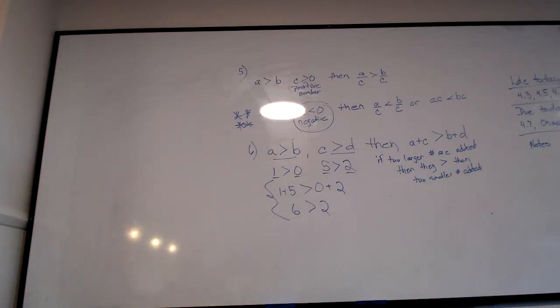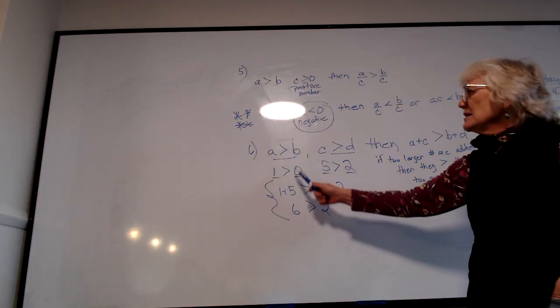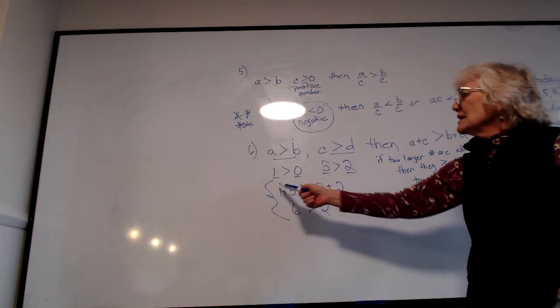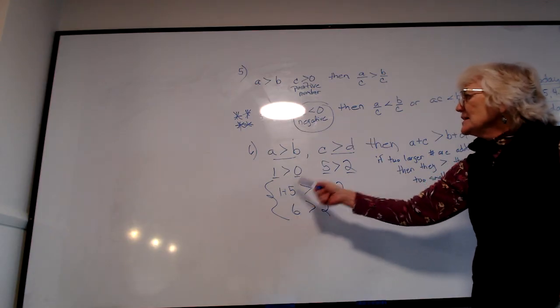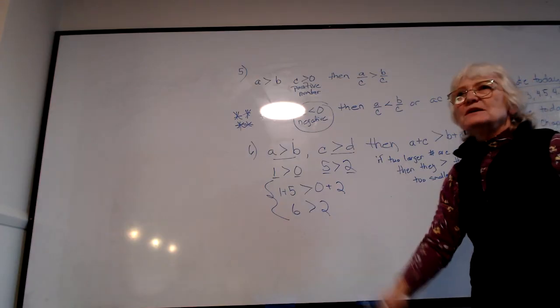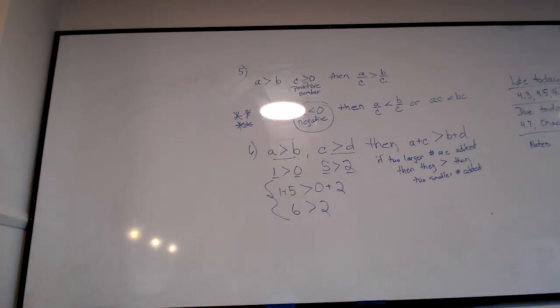Okay, that's really what that's saying. It's a lot of gobbledygook with letters, but you just have to sit down and look at what it really says. It says, okay, if a number is greater than B and a number is greater than D, if I take the two bigger ones and add them together, then take the two smaller ones and add them together, that will still be greater than. So that's what that property is really showing us.